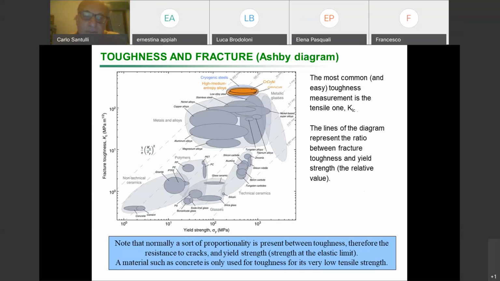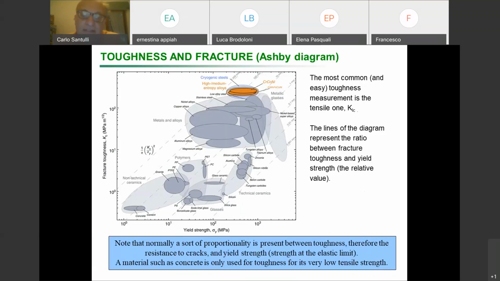I'm talking about concrete because it gives you an idea of why Ashby diagrams are made, because they give you the impression of what we are using a material for. Of course, you need to have a book of Ashby diagrams. In fact, hundreds of Ashby diagrams were developed. I'll show some more of these during the course, although the course is quite short, so I'll do my best. Anyway, you see that metals are concentrated here.